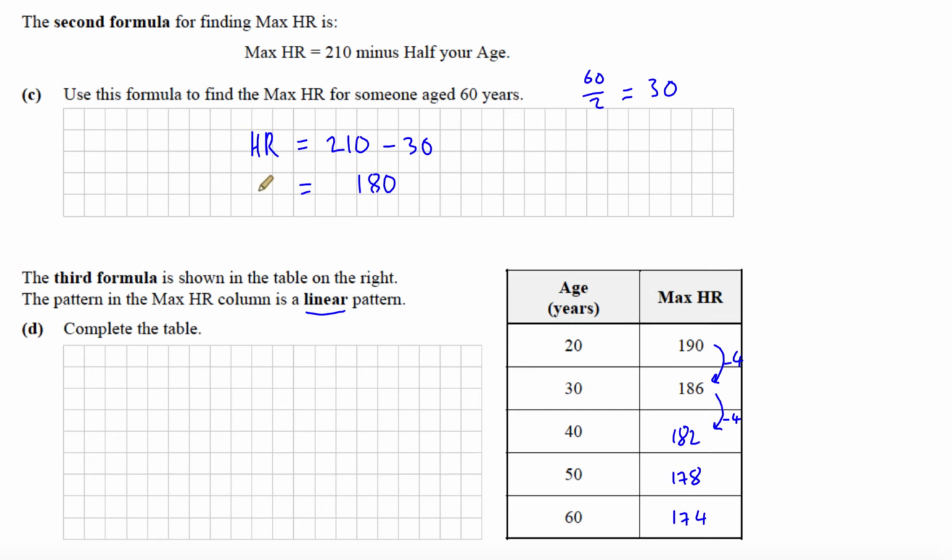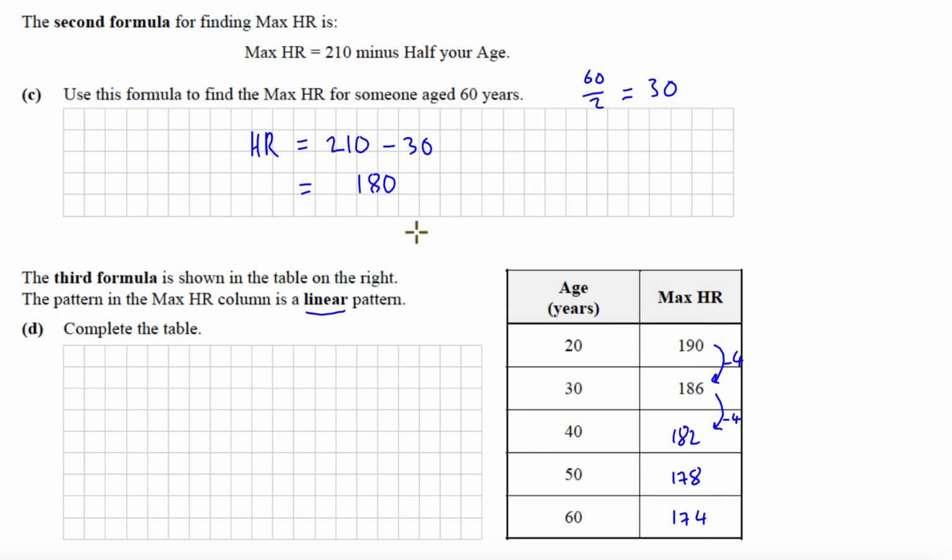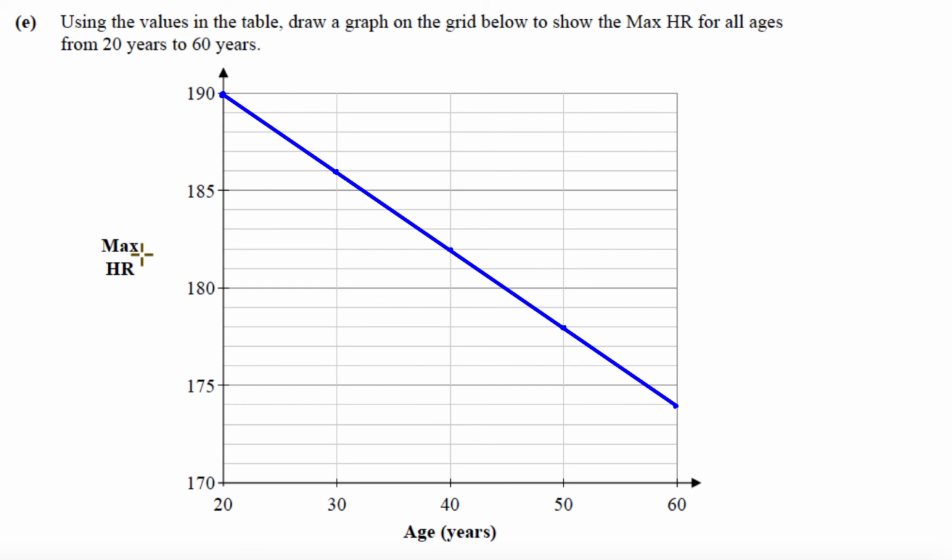And finally, 60 years is 174. Over to 60 years and up to 174. To draw the graph, we're going to join them up. They all join up in a nice straight line because it's a linear pattern. Linear, the first four letters of the word linear is line, so it's a linear pattern. And that's the end of question 10.